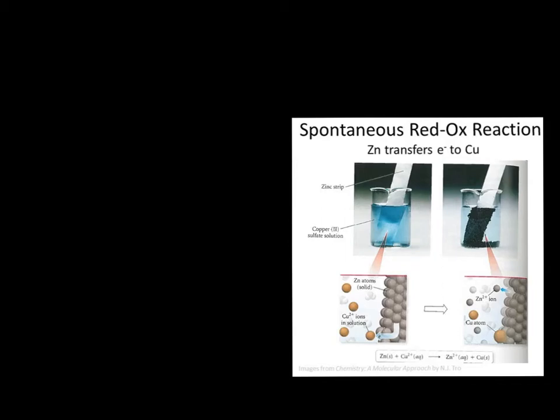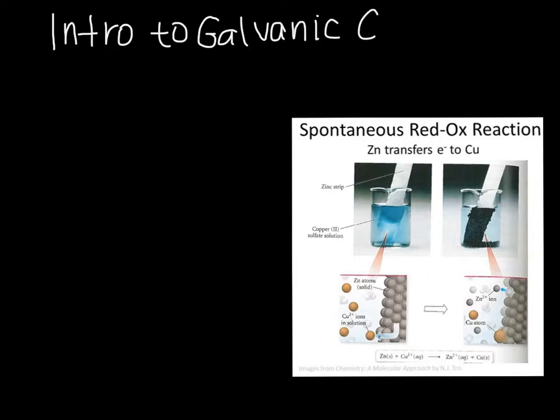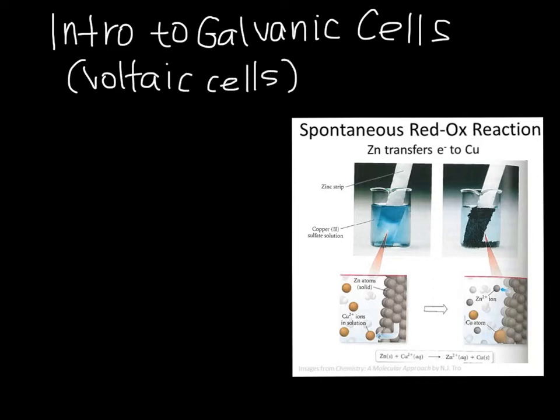This video is an introduction to galvanic cells. These cells are sometimes also called voltaic cells. And these are electrochemical cells which produce electrical current from a spontaneous chemical reaction.